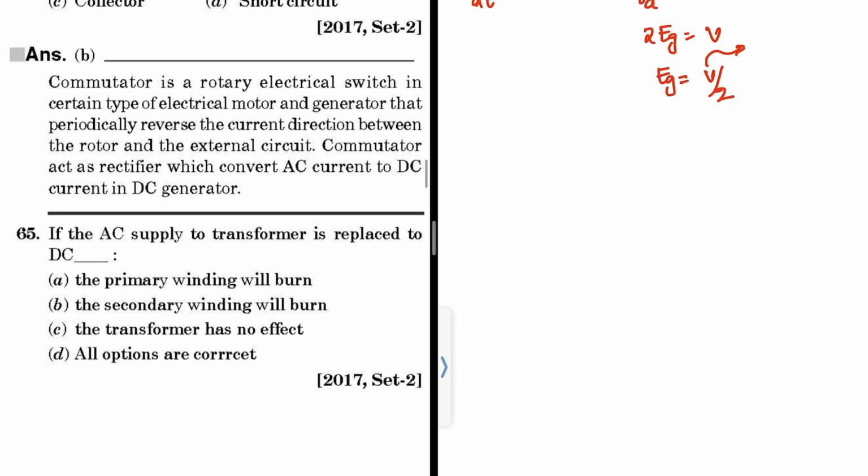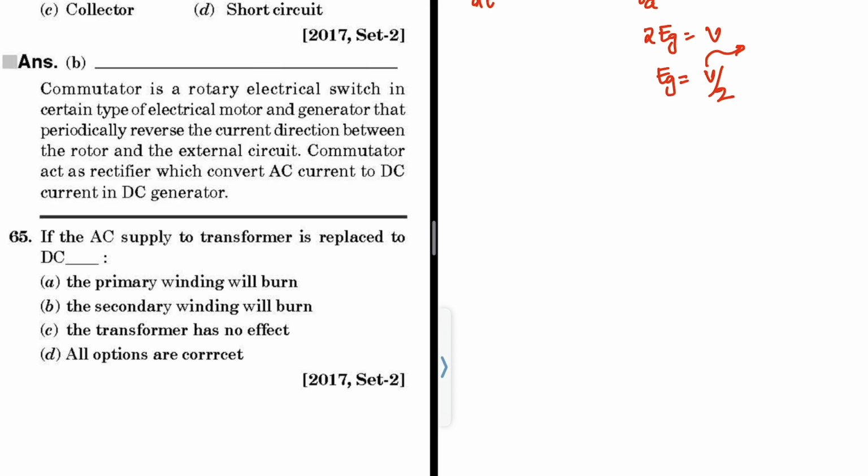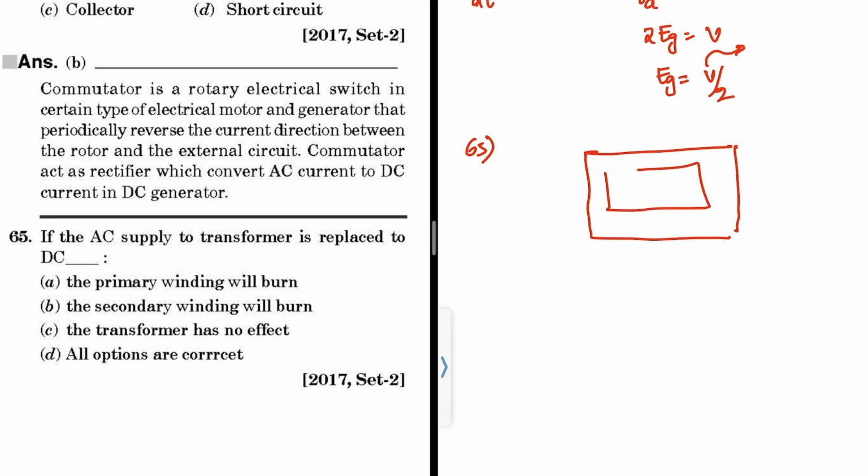If the AC supply to a transformer is replaced by the DC, suppose question number 65. So this is a transformer and the winding is here. Now you provide the supply voltage V and EMF is induced here. So you know that E is equal to N d phi by dt.